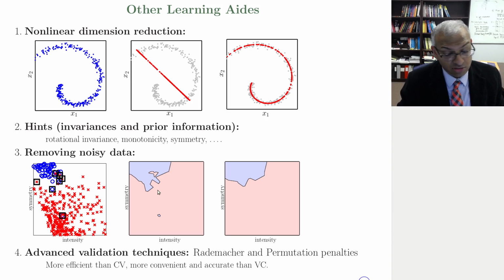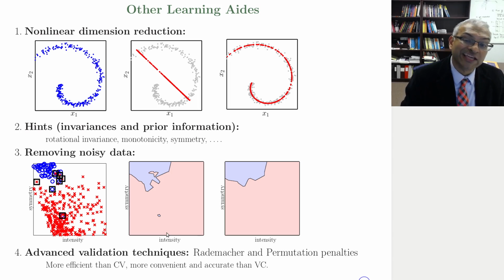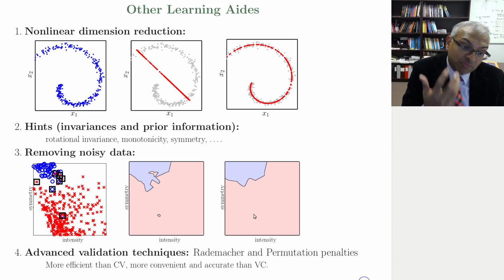Advanced techniques. There are lots of advanced techniques, especially for estimating E out. Some of them are more efficient than cross-validation. Some of them are better than cross-validation in terms of convergence properties. And you can read about it in the text.